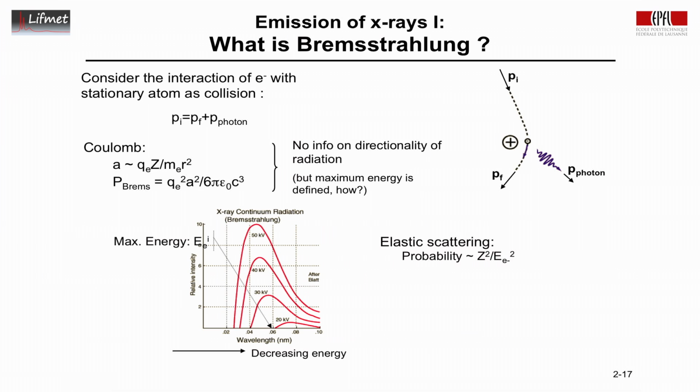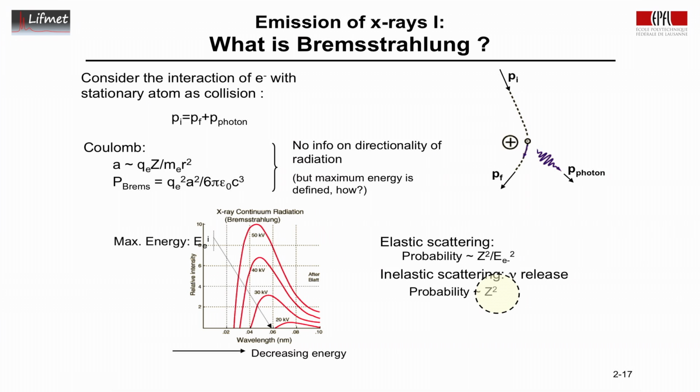Now we have elastic scattering. I don't want to talk too much about it. The probability is proportional to Z, the atomic number, squared, divided by the energy of the electron squared. And then we have inelastic scattering. There the probability is proportional to Z squared. Inelastic scattering meaning that we have the electron which is releasing a photon.